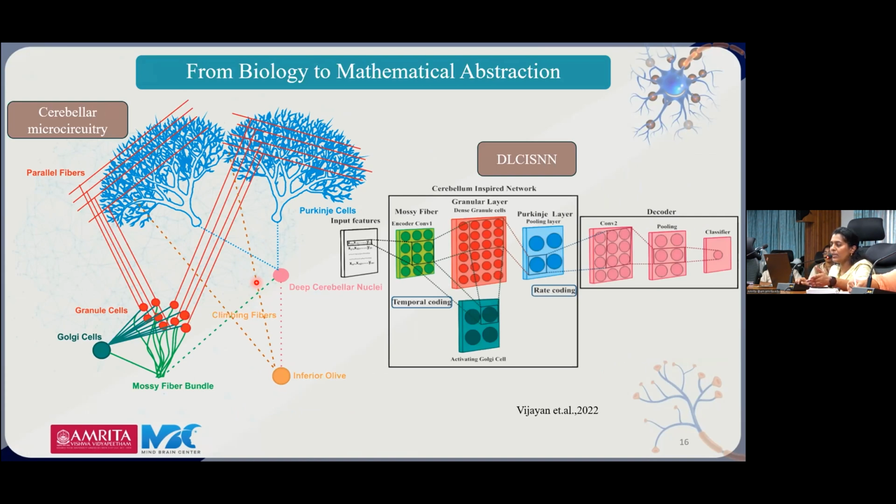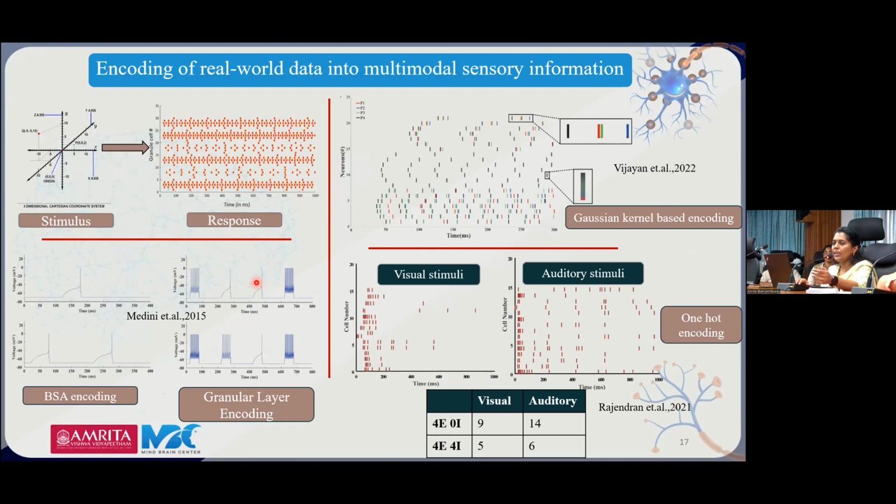The first step in the circuit was to encode the input into a convolution layer, which mapped onto a granular dense layer. Then the information was pooled in the Purkinje layer. The output obtained in the Purkinje layer was decoded back with the help of a decoder, and the errors were calculated. So the first step was encoding.